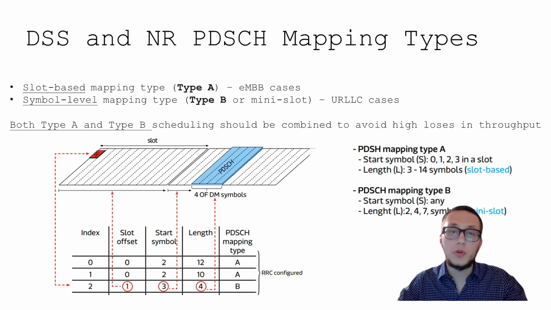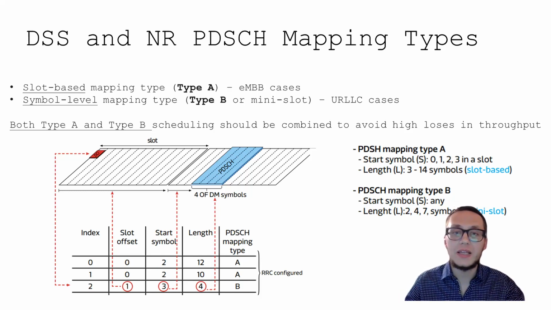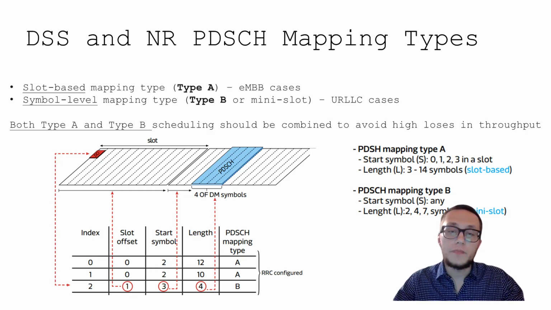Here is an example of a mini-slot allocation. As I said before, we can allocate based on slot and based on symbol level. So mini-slot is actually symbol level allocation. Initially, it was supposed to be used for very fast URLLC cases with low latency, but in DSS it can be used as a technology for resource allocation as well.